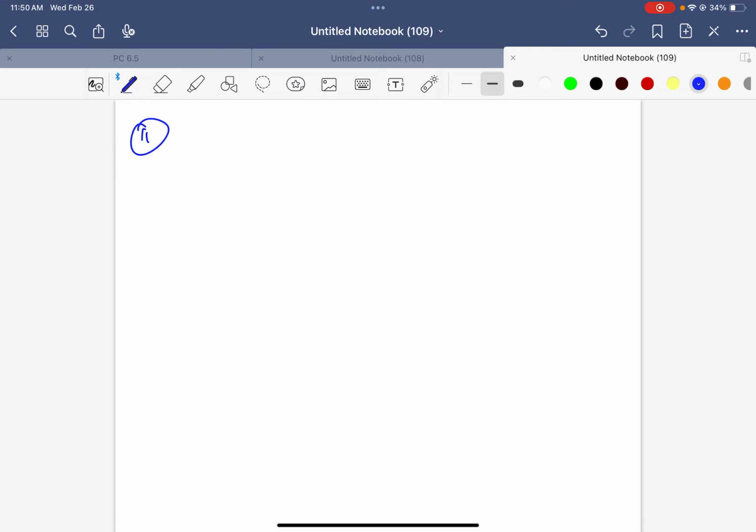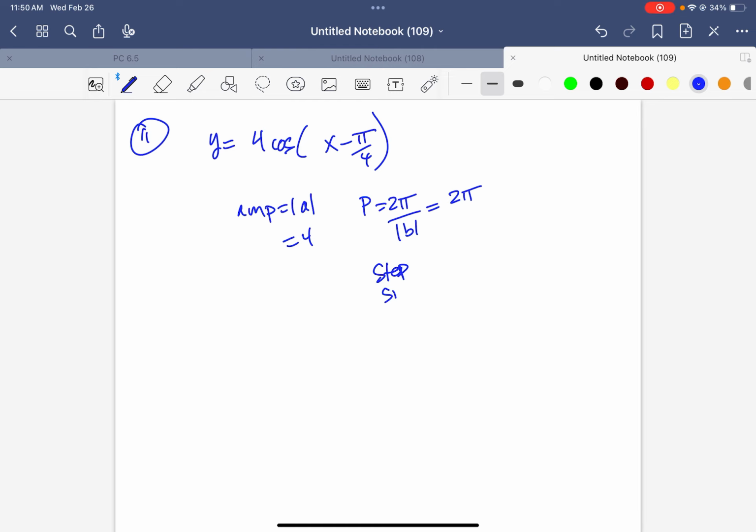So if I look at 11, y is equal to 4 cosine of x minus pi over 4. And I say the amplitude is absolute A, which is 4. The period is 2 pi over absolute B. So it's 2 pi, because it's over 1, right? In this case, my step size is going to be period over 4. So it's 2 pi over 4, which is pi over 2. And now I need my new plus 0. So notice 0 is your midline. It's your average value of the function.